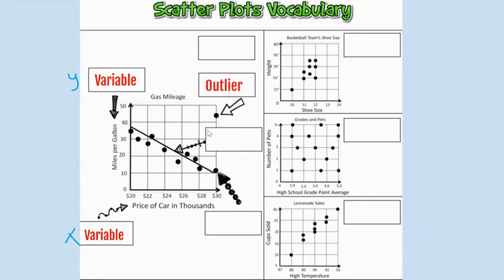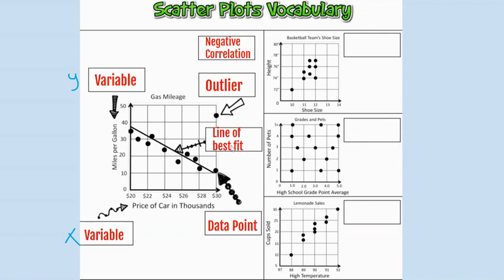Then we have our outlier. This is just the data that doesn't go along with the trend. We have a line of best fit or a trend line. It just takes the average of all your data. We have data points, which is just the data we collected. We have a negative correlation, so we know that it's negative. So the more miles per gallon you use, the price of the car decreases in thousands. So the more miles, the price decreases. All right.